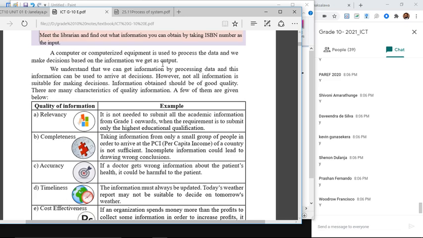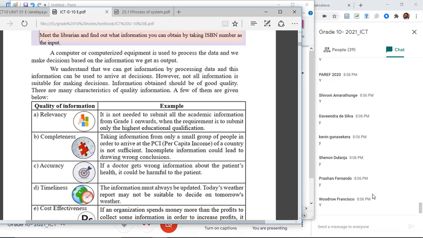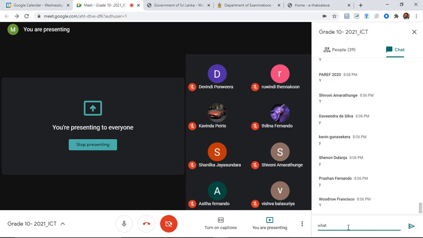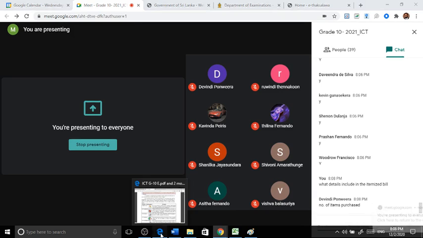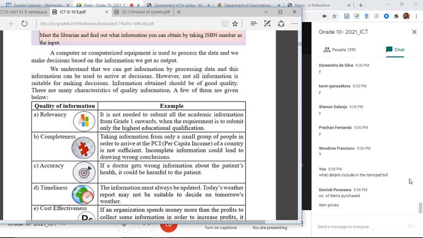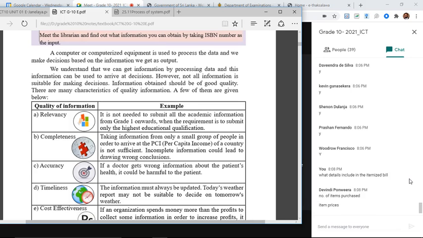Okay, so what kind of things are stored in an itemized bill? What kind of details are included in the itemized bill? Number of items purchased, others. Type it, what else? Item prices, just type unit item prices, name. Items purchased. Okay. Item price, others.